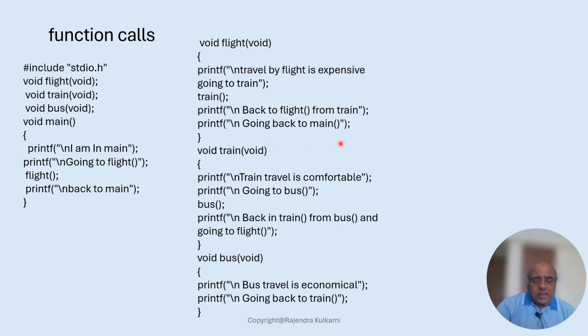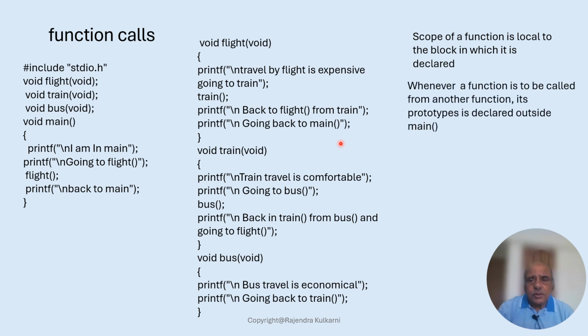Before we find out how this works, let us have a simple and small discussion about scope of a function. As we have seen, scope of a variable is local to the block where it has been declared. Similarly, scope of a function is local to the block in which it is declared. Now these three functions we have declared outside the main, so these functions will be available to all the functions in this program, in this program's executable file.